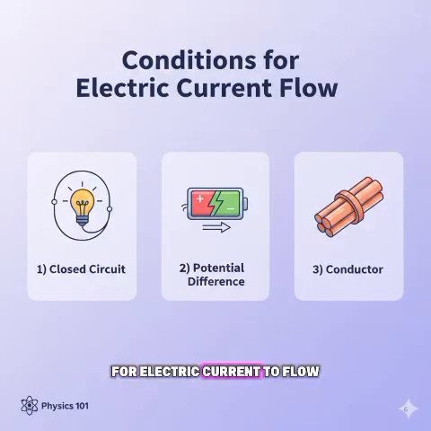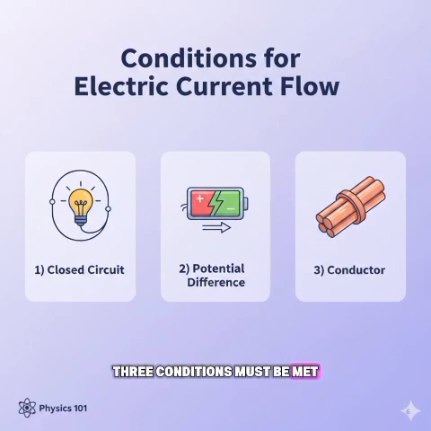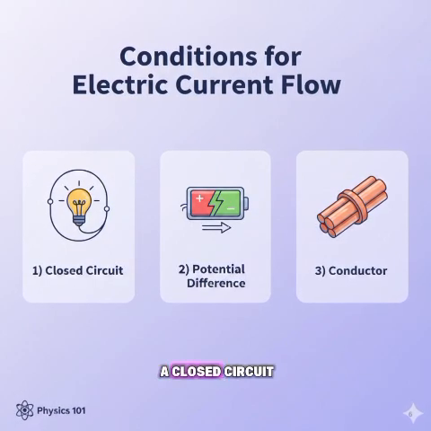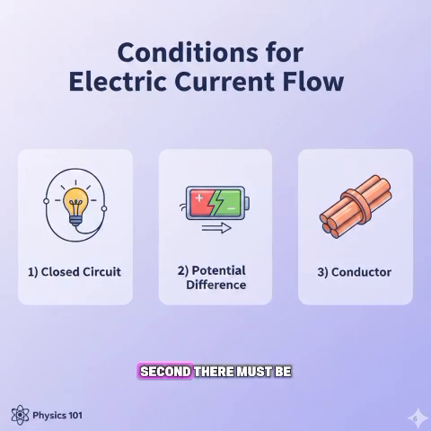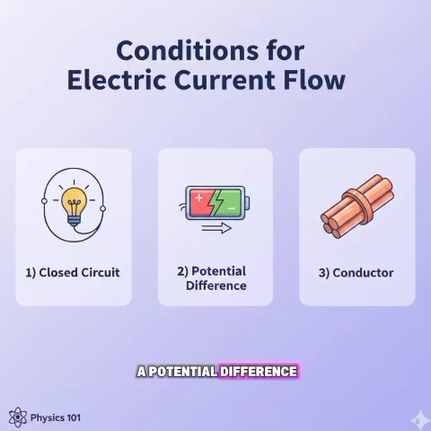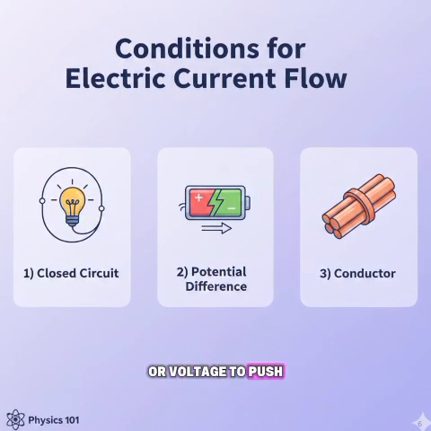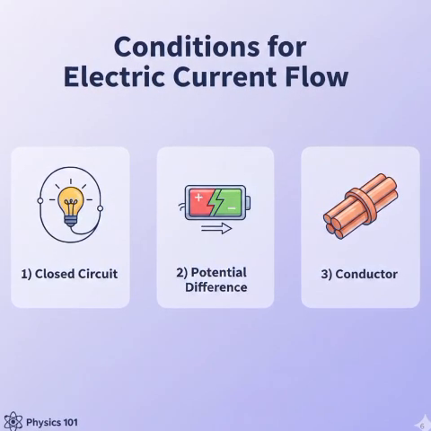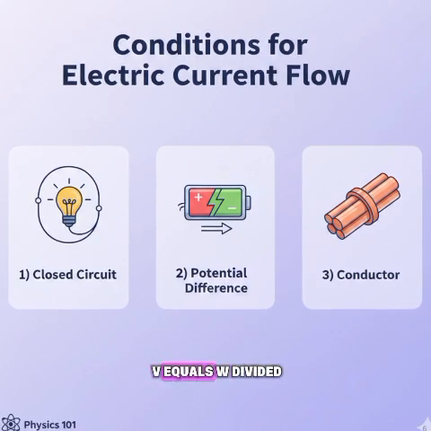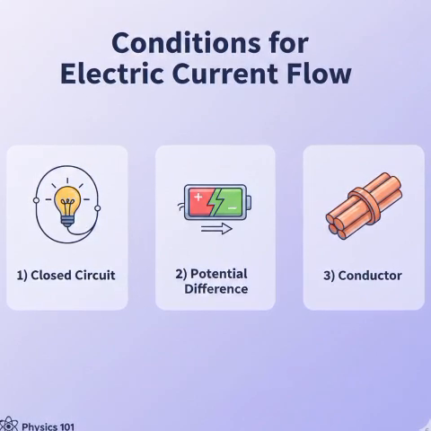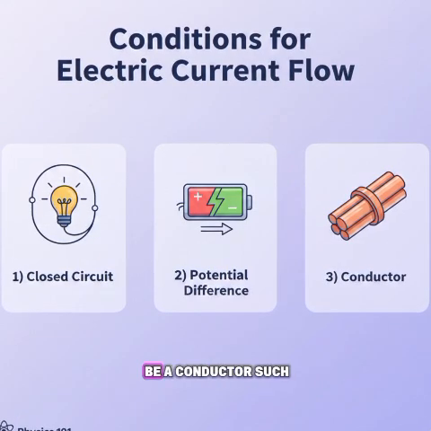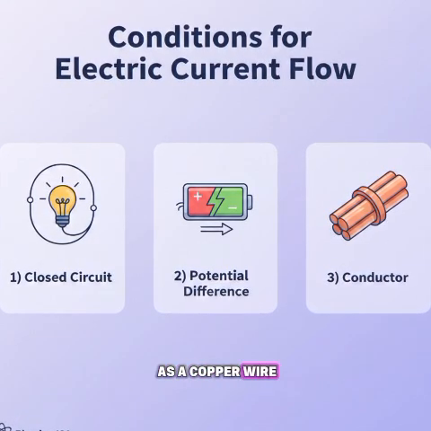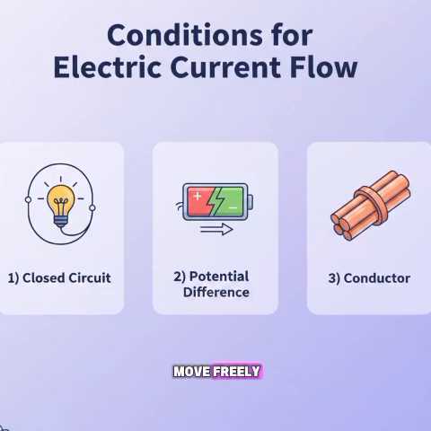For electric current to flow, three conditions must be met. First, there must be a closed circuit because current cannot flow through an incomplete path. Second, there must be a potential difference or voltage to push the charges through the circuit. Voltage is defined as V equals W divided by Q, where W is the work done to move the charge. And third, there must be a conductor, such as a copper wire, that allows electrons to move freely.